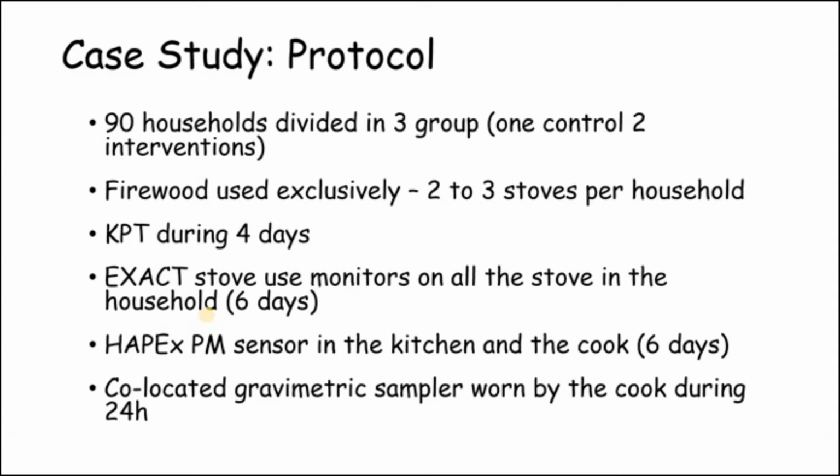For the purpose of this presentation, we'll do a quick case study. I wanted to present to you the protocol. So in the study, we had 90 households divided in 3 groups, 1 control group and 2 intervention groups. They used only firewood and had 2 to 3 stoves per household. We carried out a KPT during 4 days. We placed Exact stove use monitors on all the stoves in the household during 6 days. And we also had Apex PM sensors in the kitchen and on the cook during 6 days. On top of that, we also had a collocated gravimetric sampler worn by the cook during 24 hours.